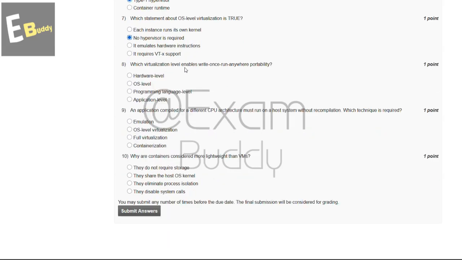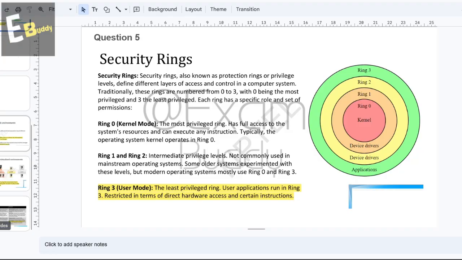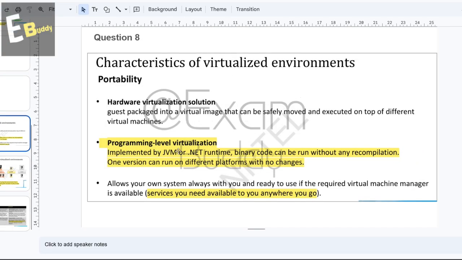Which virtualization level enables write once, run anywhere portability? So these are the options, and now let's check the explanation. The explanation says programming level virtualization implemented by JVM or .NET runtime: binary code can be run without any recompilation. One version can run on different platforms with no changes.